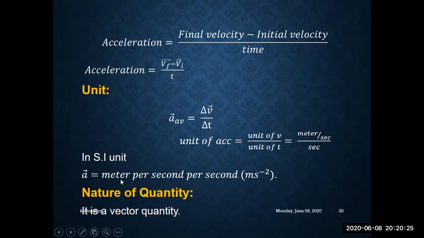So the unit of acceleration is, most of the time you people mix it. You write meter per second, but it is meter per second square. Why? Because you are dividing unit of velocity with time. Unit of velocity already has second. You are dividing with another time, then it will become meters per second square. The nature is it's a vector quantity.